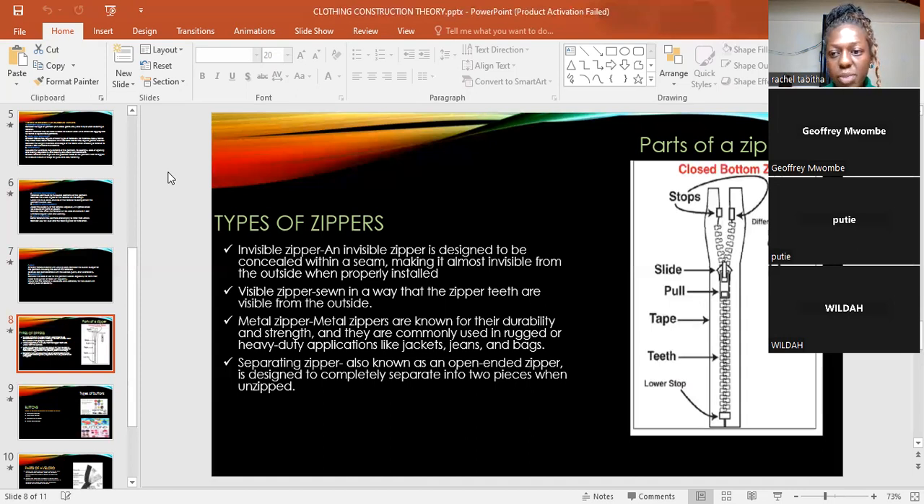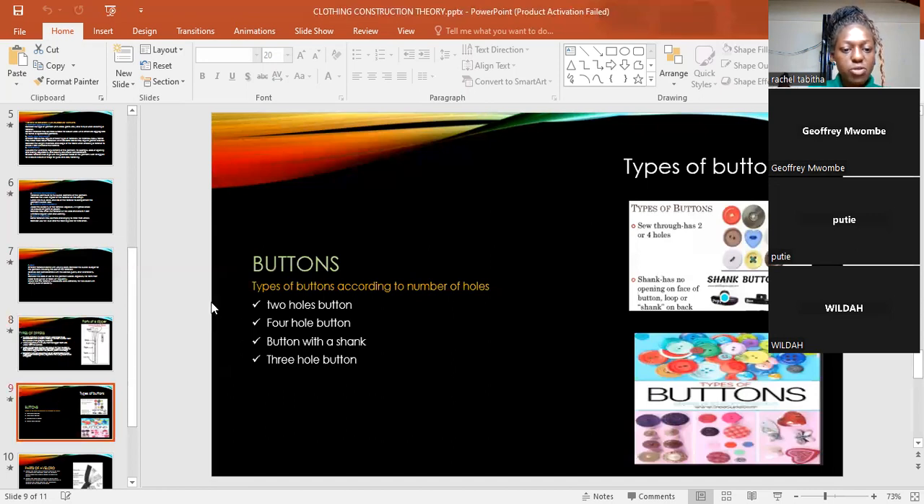So you can look at the parts of a zip that I have displayed. Can you see any part of a zip? Yes, Purity, can you hear me? Yes, I can. Can you see a slide? Yes, a tape. Have you ever come across those types of zips? Good.